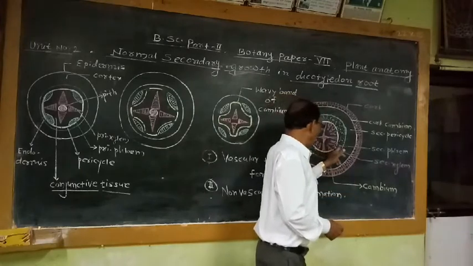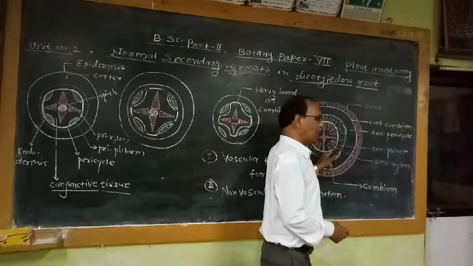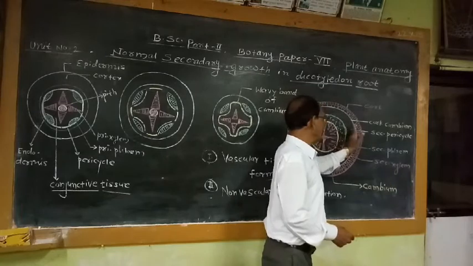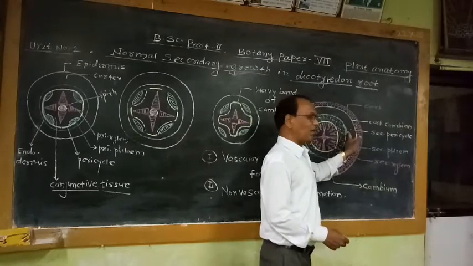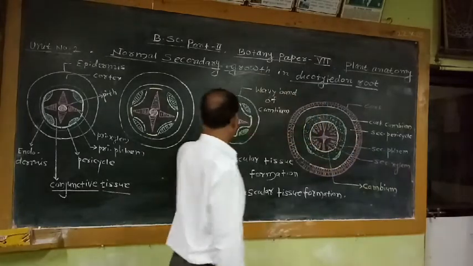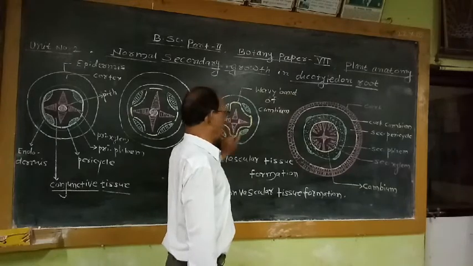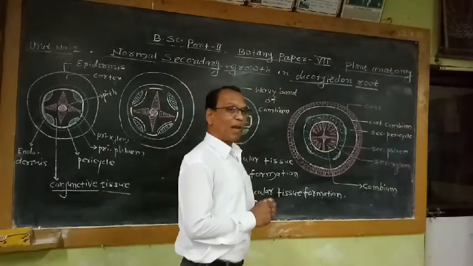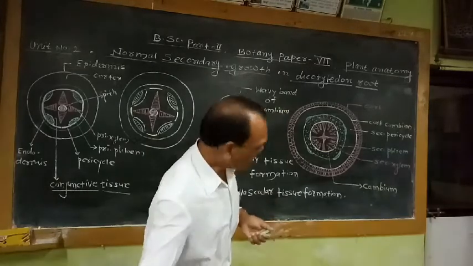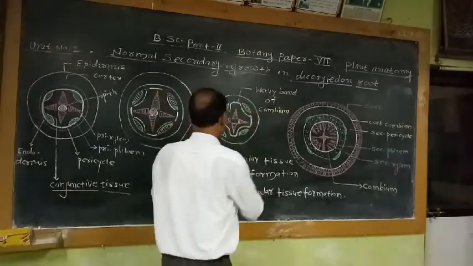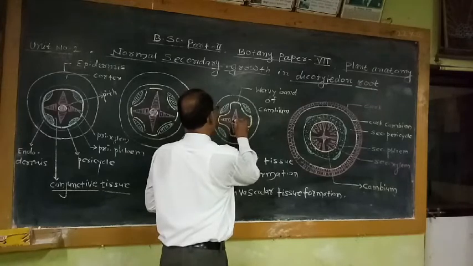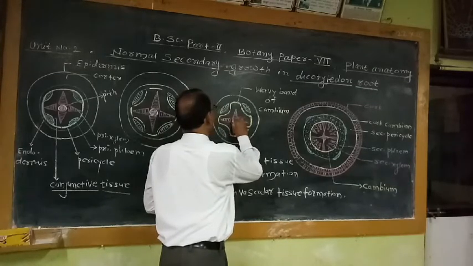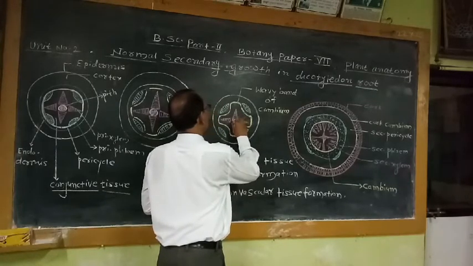So when secondary phloem is produced by this cambium, the primary phloem is pushed towards the cortex or towards the periphery. At the same time, what is this? Primary xylem. 1, 2, 3, 4. 4 radiating rings of the primary xylem. So this primary xylem is pushed towards the center.